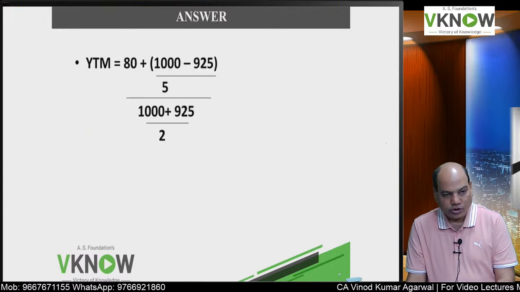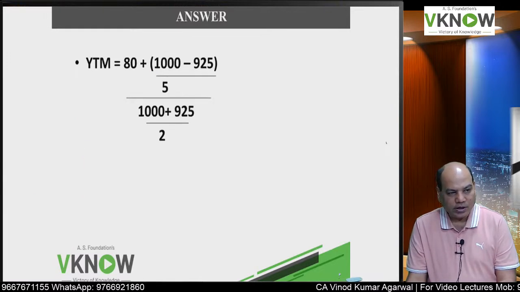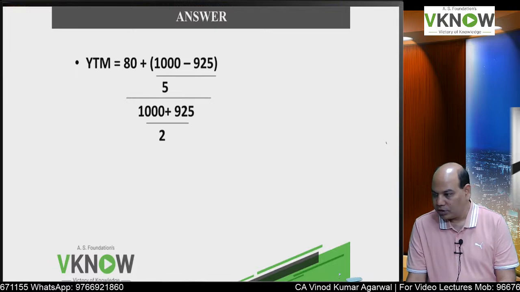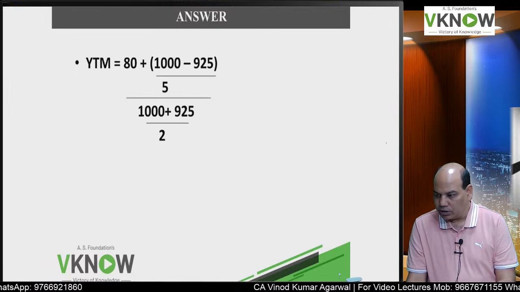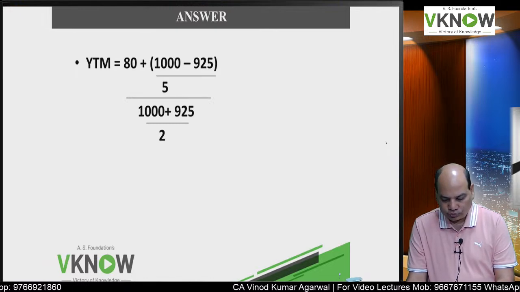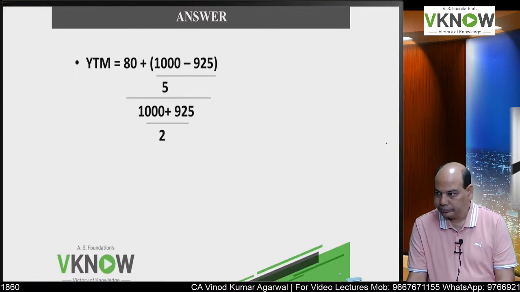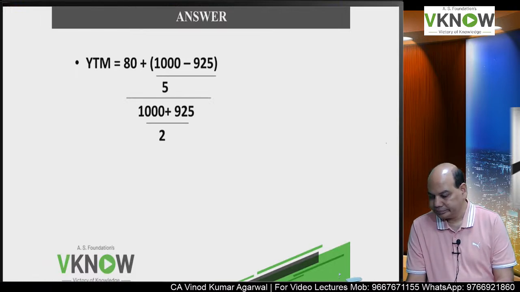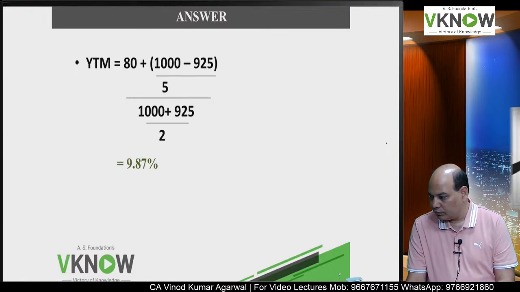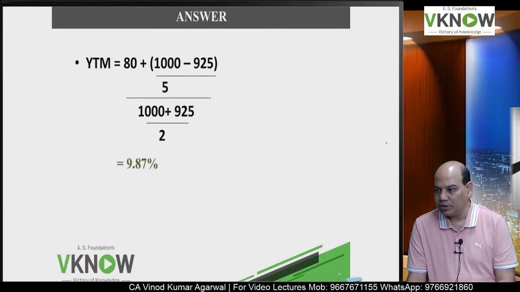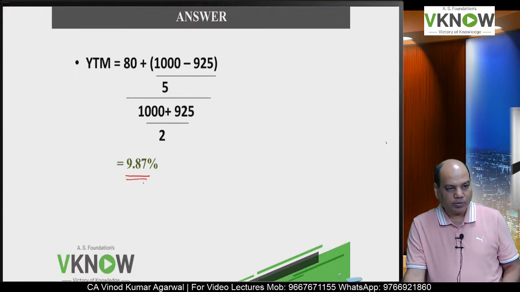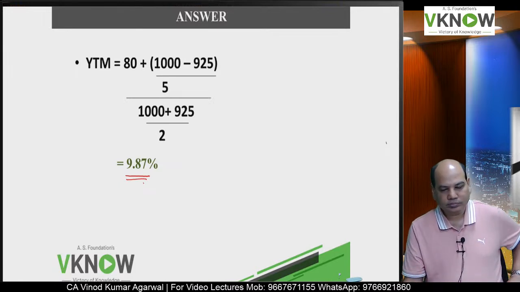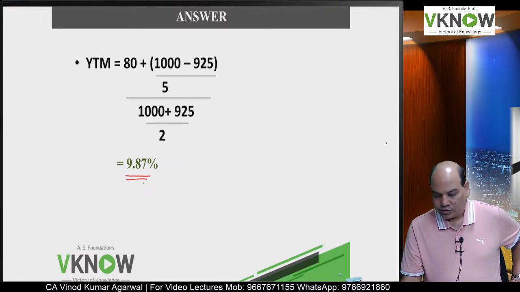So now put the values and solve. Please reply a little fast. 80 plus 1000 minus 925 divided by 5, upon 1000 plus 925 by 2. What is the answer? 20.77. The final answer is a little more than 8%: 9.87%.